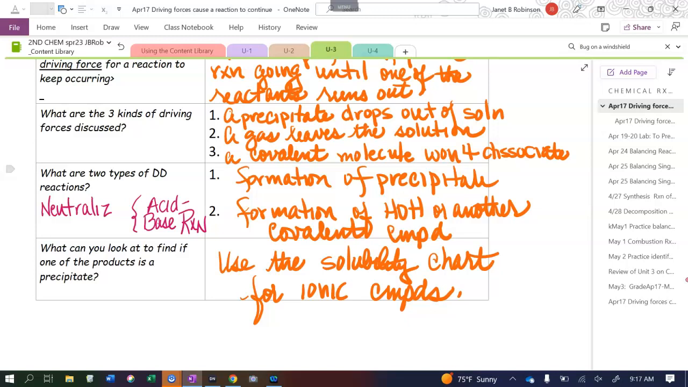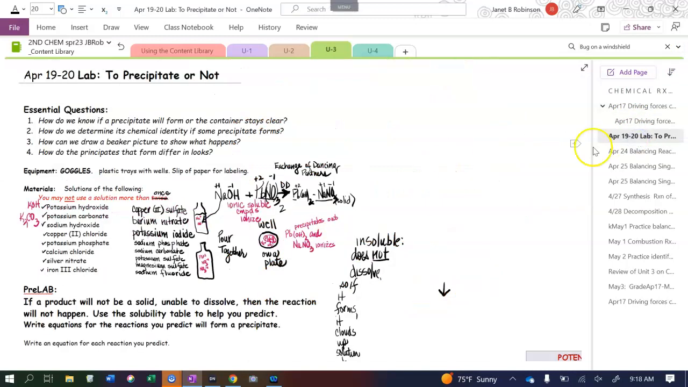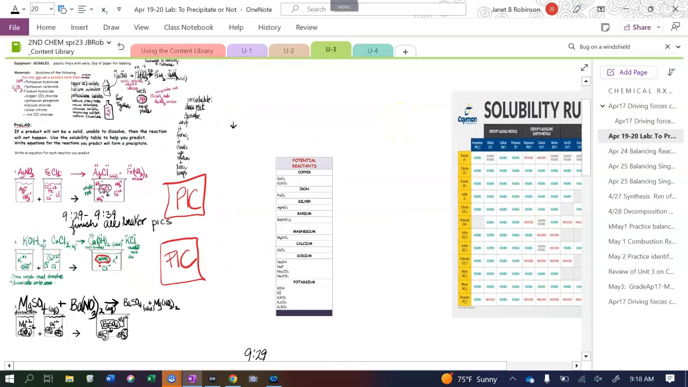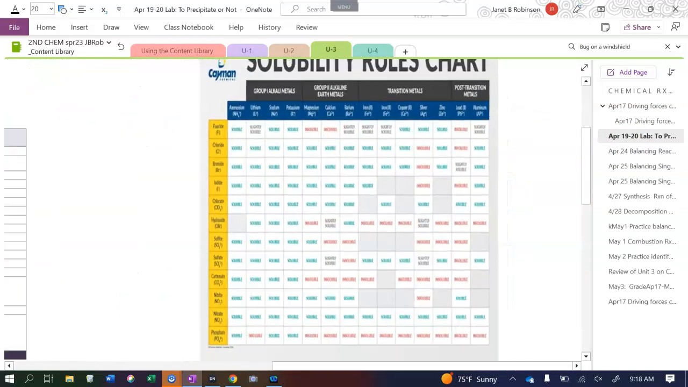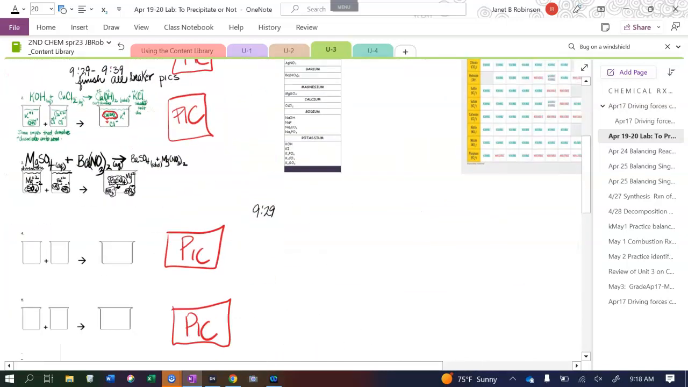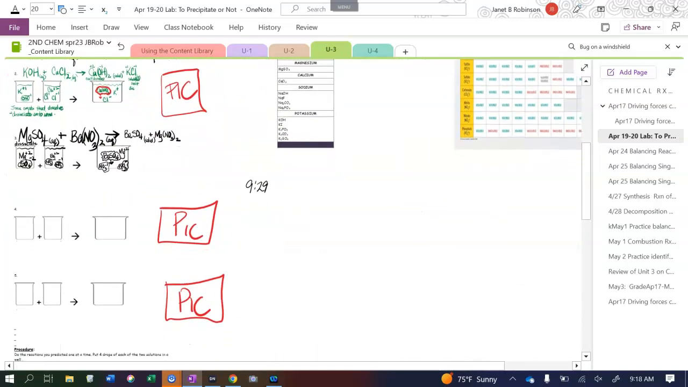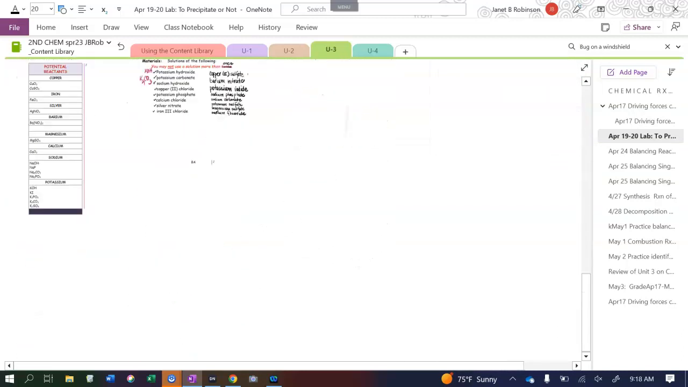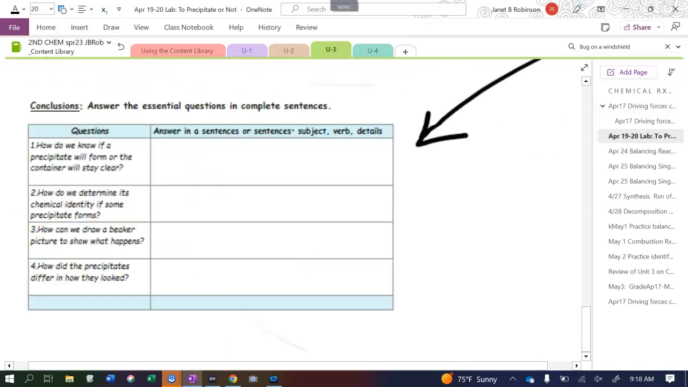Now, what can you look at to find if one of the products is a precipitate? And remember how good you got at it using the solubility chart? We started that a little bit when we discussed solubility in the last unit. Then we did this lab, precipitate or not, using that. So we used the solubility chart, and you did 4 equations. I haven't graded these yet. Let's go down to look at what the conclusion questions were.